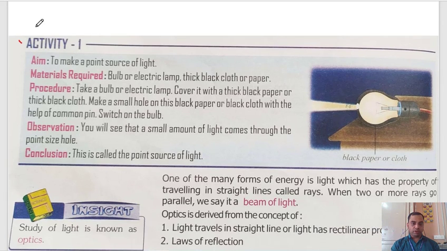This is your activity one. In this activity, we are going to make a point source of light. Take a ball. These balls are not used anymore. These are outdated balls. So you can take the LED bulbs and cover the LED bulb with the help of paper or cardboard, make a small hole over here, and we'll get a point source of light. Cover the entire ball, make a small hole, we'll get a point source of light. Very easy.